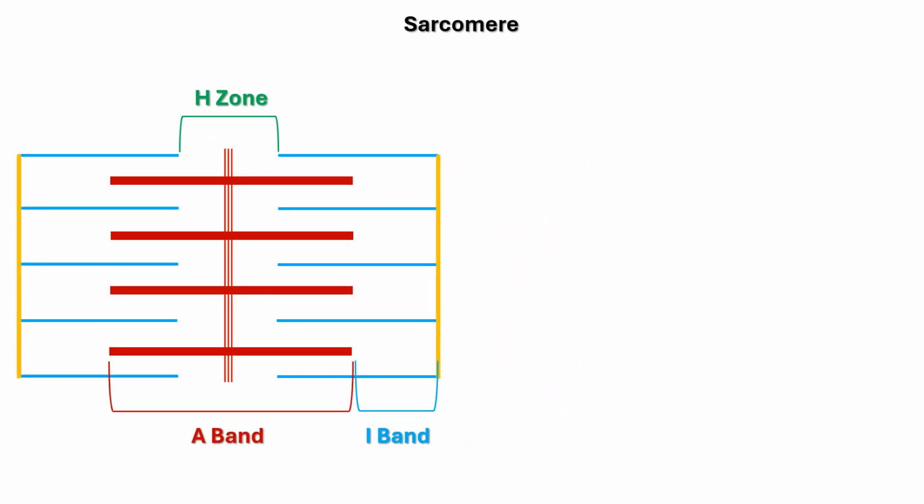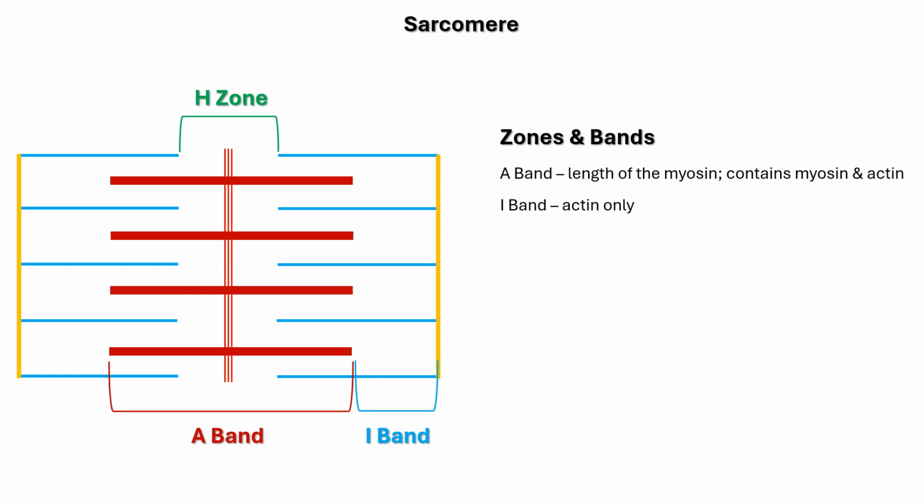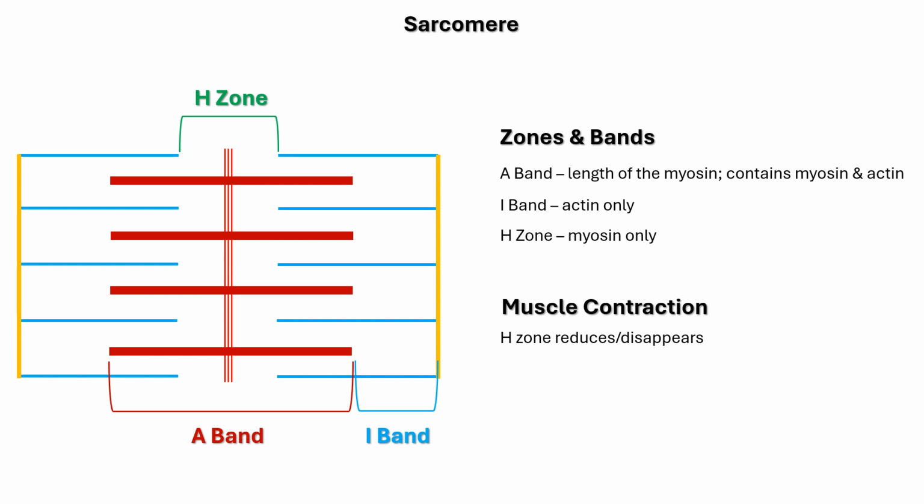So let's recap what we just learned. We learned that we have the A band that is defined by the myosin. It contains myosin and actin. We know that we have the I band that contains only actin. We've got the H zone that only contains the myosin. And we know that during muscle contraction the H zone reduces or might even disappear, that the I band will reduce in its length, but that the A band stays unchanged.